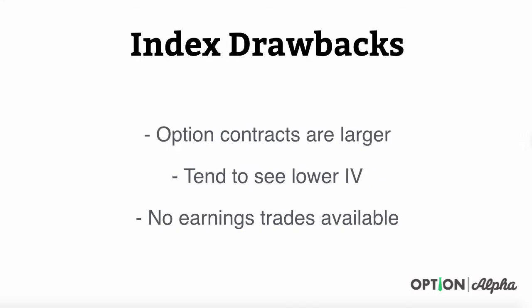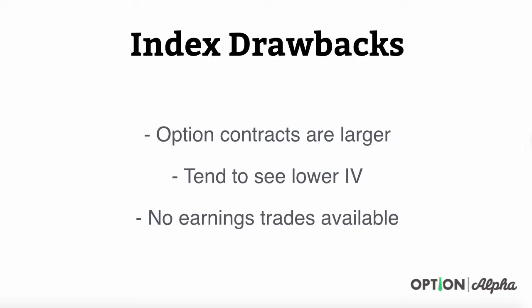Some of the major index drawbacks are that option contracts are just larger in value. On the SPX, we know this is true. On the RUT, we know this is true. NDX, we know this is true. Those are just larger valued contracts, so they tend to scare away some of the smaller retail traders.